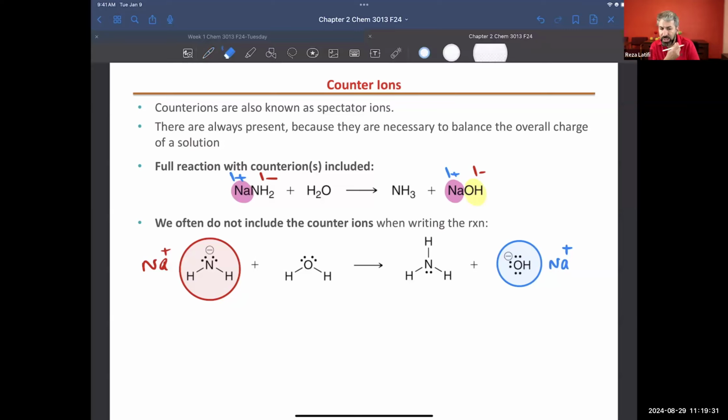Sodium is not inside the equation, but that doesn't mean it does not exist. It's simply because it's not handling any chemical reaction, and we erase it just to make the formula easy, so that the student can follow the instructor better.